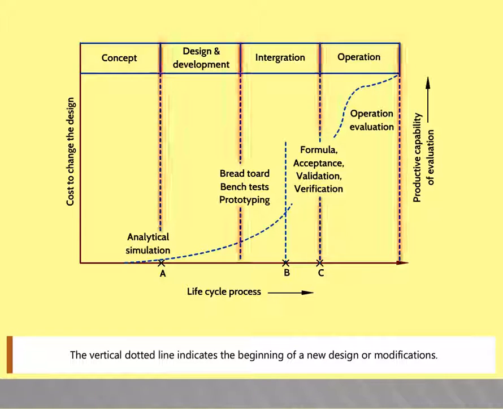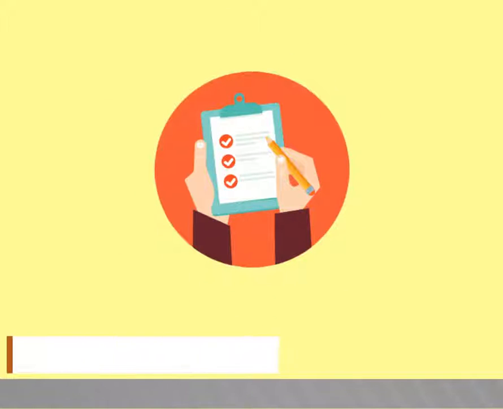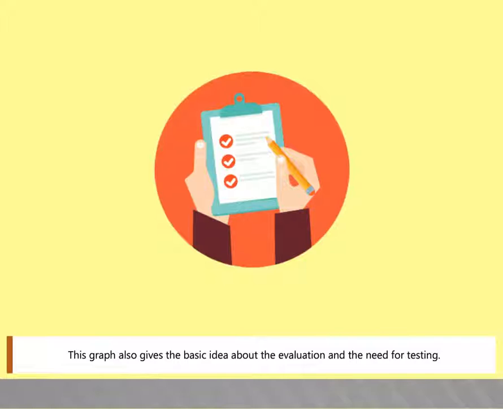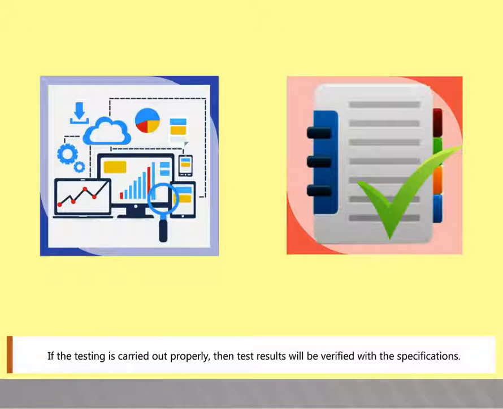The vertical dotted line indicates the beginning of a new design or modifications. This graph also gives the basic idea about the evaluation and the need for testing. If the testing is carried out properly, then test results will be verified with the specifications.